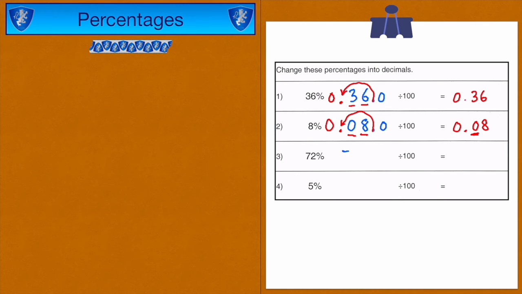And then again we've got 72, 2 places, we come to the front, add a 0, 0.72. And then one more, we've got 5.0. We need 2 places, so we have to put a 0 in there. And then decimal point goes to the front. And we've got 0.05.